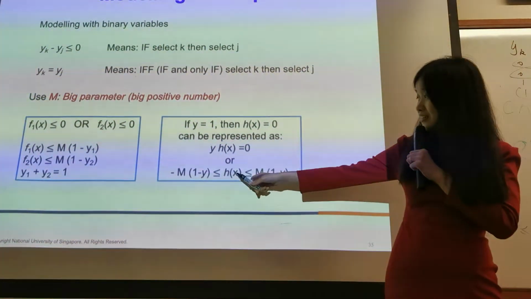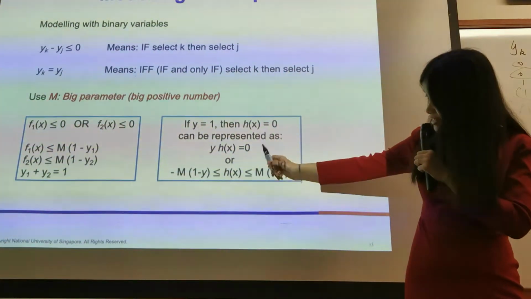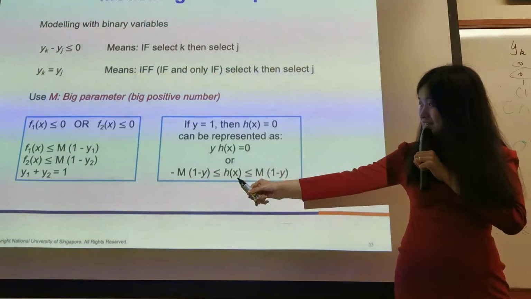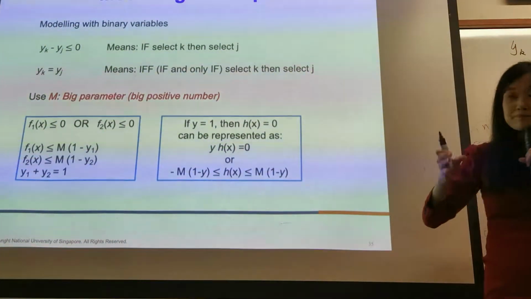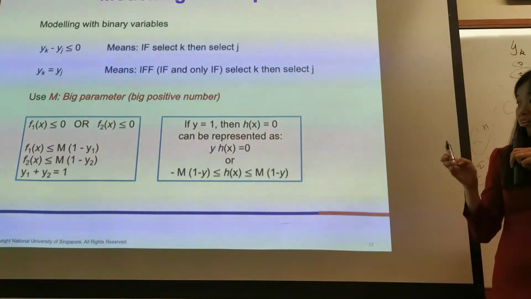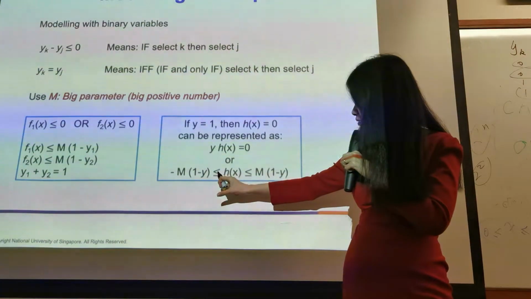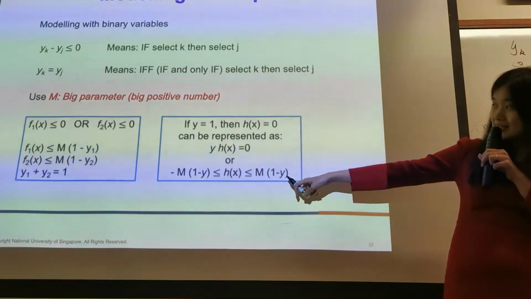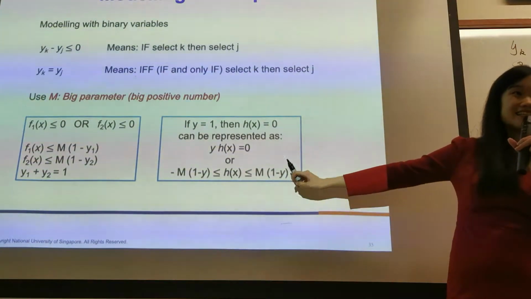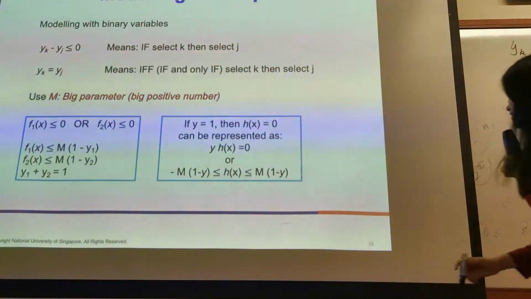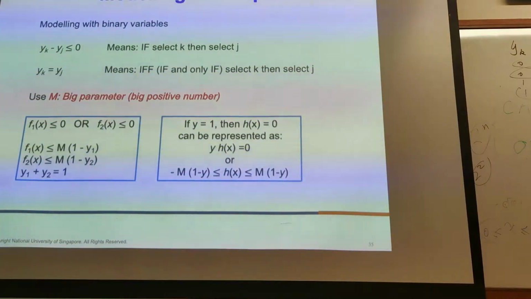So I can again use a constraint. Instead of saying h(x) equals 0, I introduce h(x) with two boundaries. The lower limit is minus M multiplied by 1 minus y, and the upper boundary is M multiplied by 1 minus y. So what does this mean? You don't directly use y, you use 1 minus y. Right, so this means if your decision variable is 1, if you choose this y, this term becomes 0.